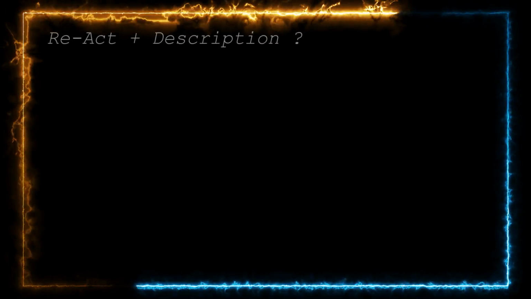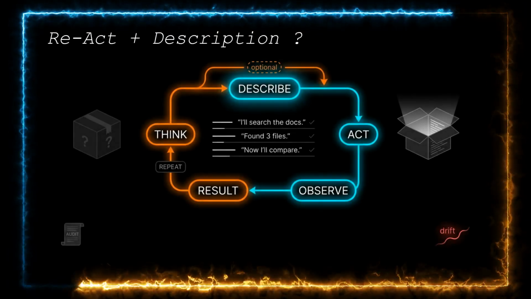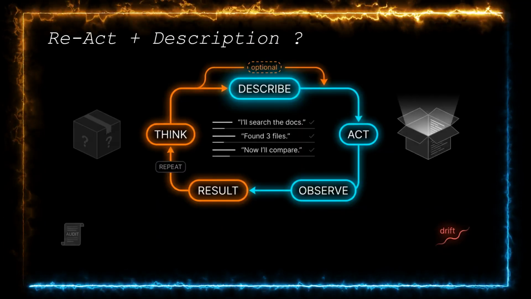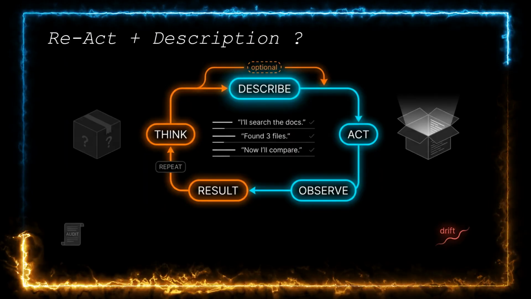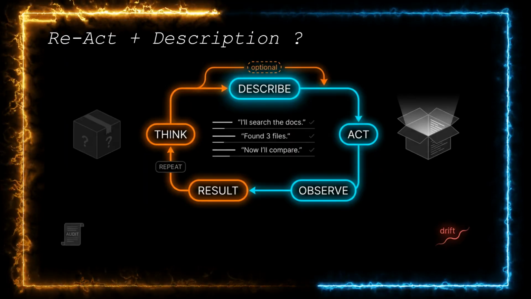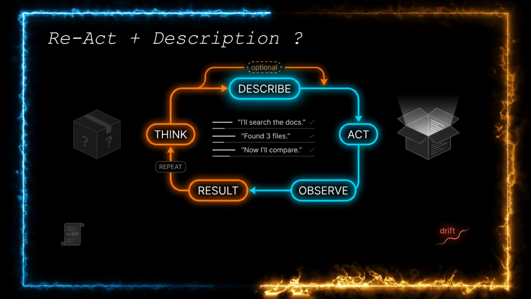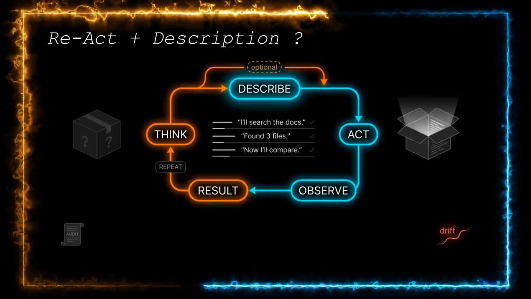Another variation is ReAct with description. The loop: think, optionally describe what it will do or has done, act, observe, final result. But the agent also describes what it is doing or what it has done. For example, I'm going to search the documentation. I found 3 relevant files. Now I'll compare the results.